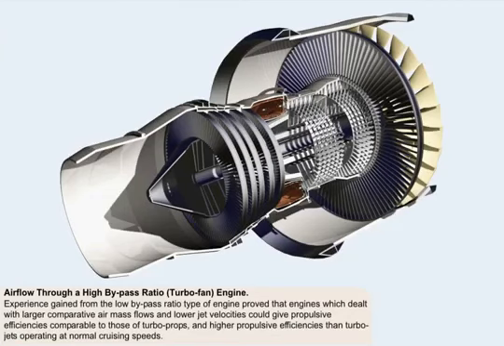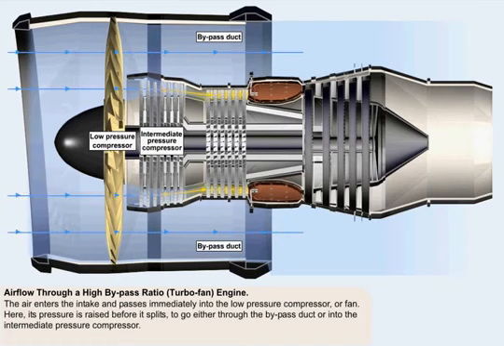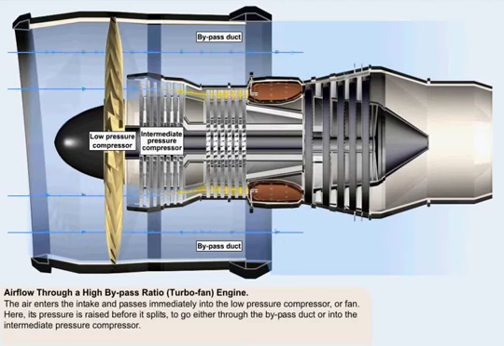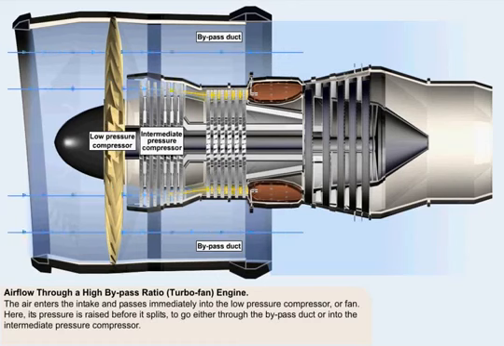This model of a triple-spool front fan turbojet engine shown here represents probably the most successful early example of this type of engine, the Rolls-Royce RB211. The air enters the intake and passes immediately into the low-pressure compressor, more commonly called the fan. Here, its pressure is raised before it splits, to go either through the bypass duct or into the intermediate pressure compressor, the amount going into either depending upon the bypass ratio.